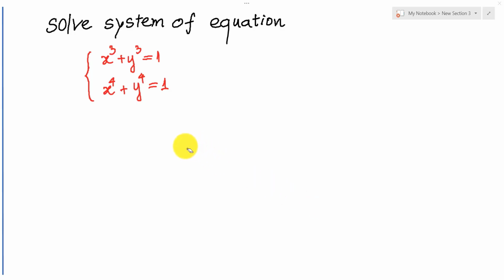Hello everyone. Today I have one exercise on screen. It shows a system of equations: x^3 + y^3 = 1 and x^4 + y^4 = 1.